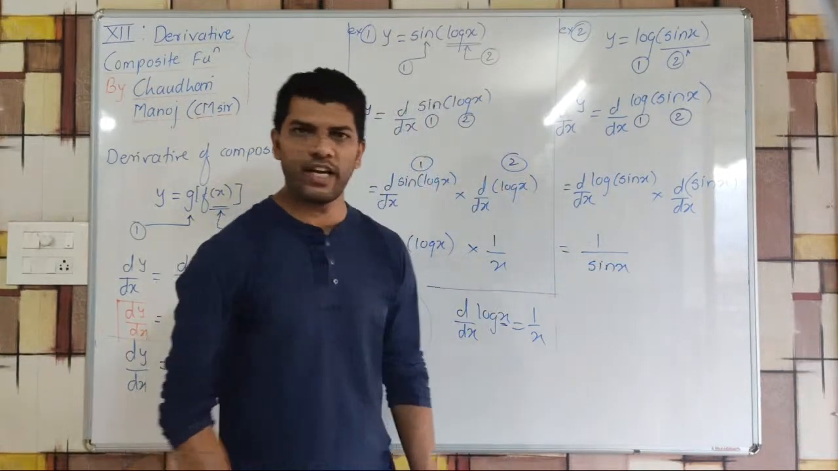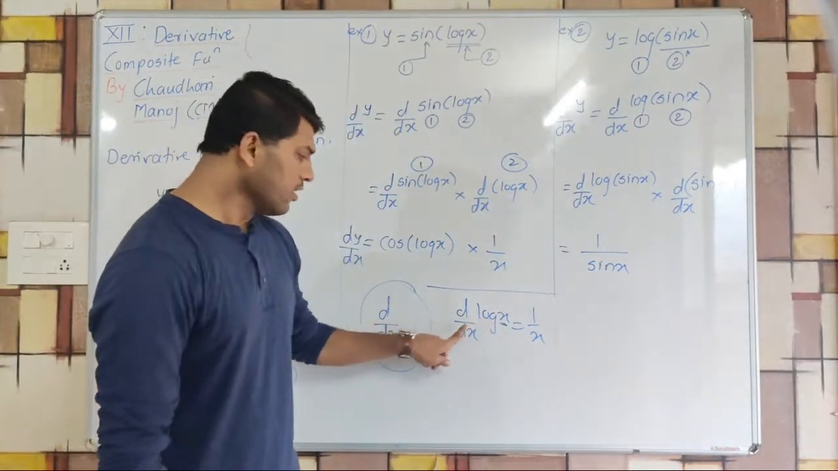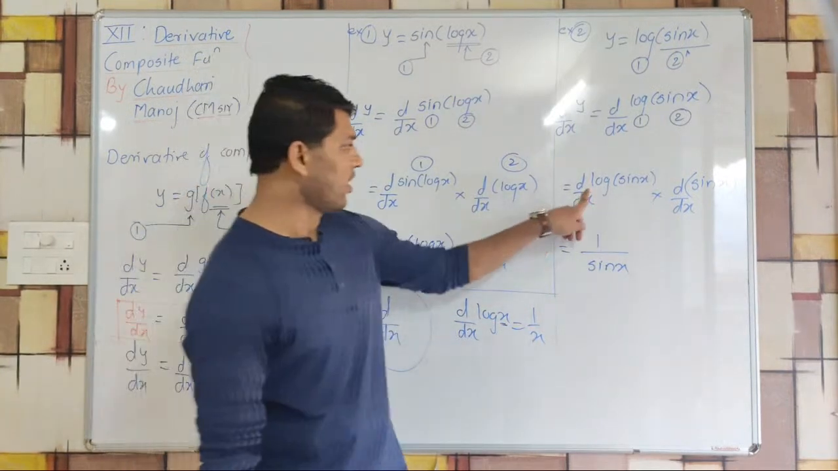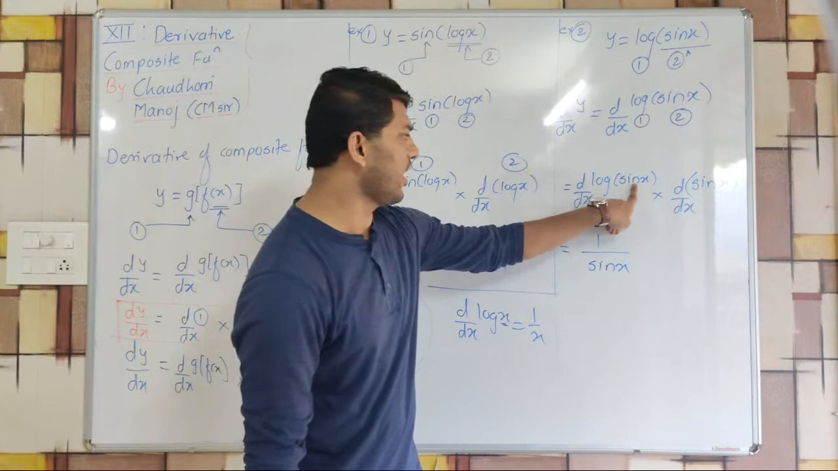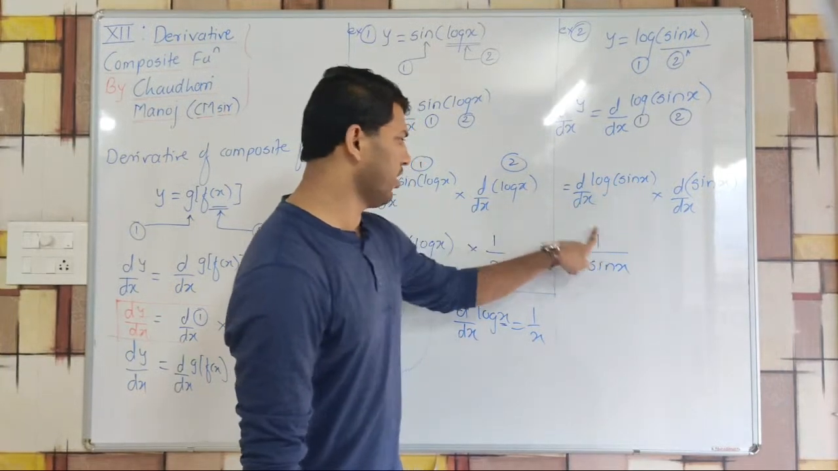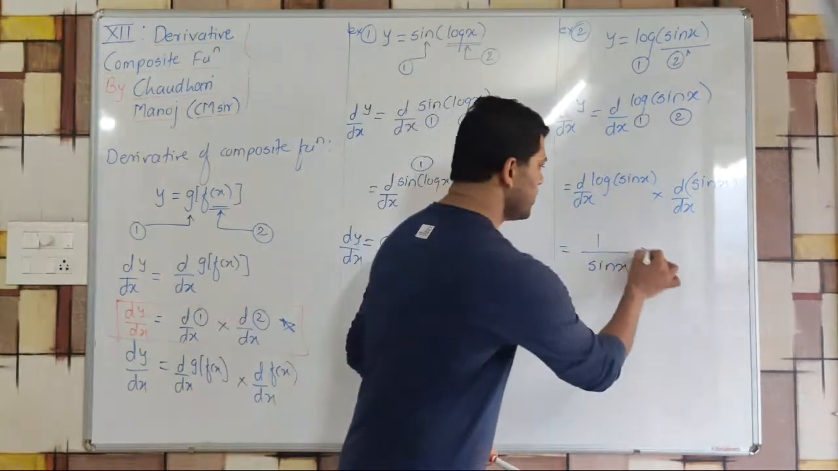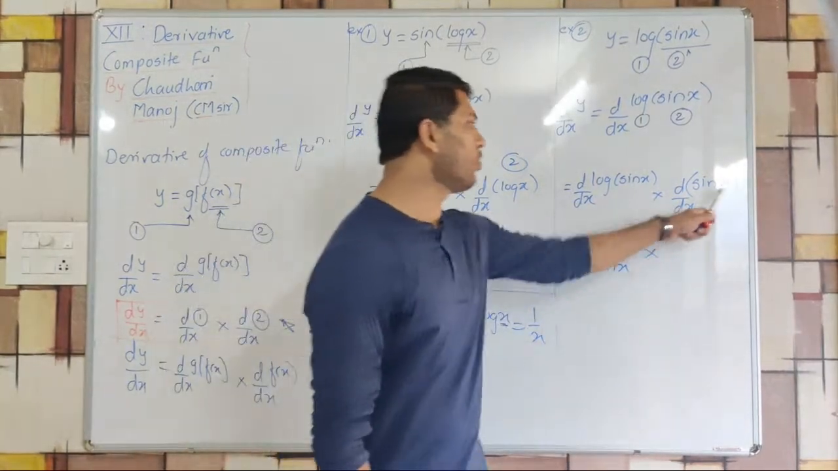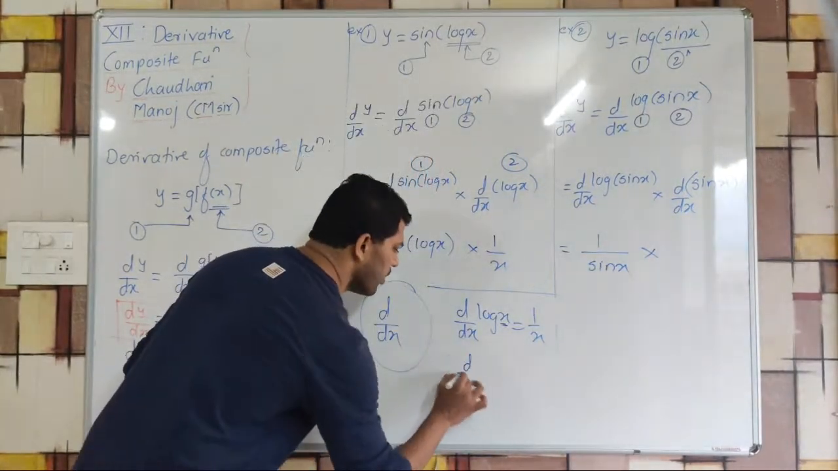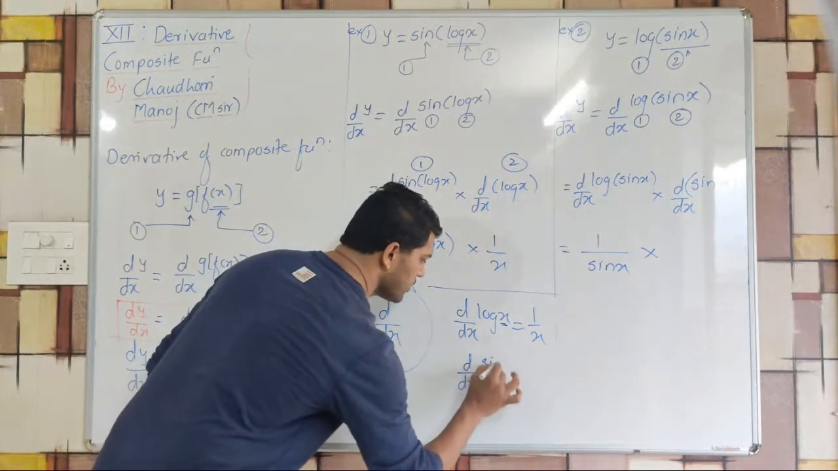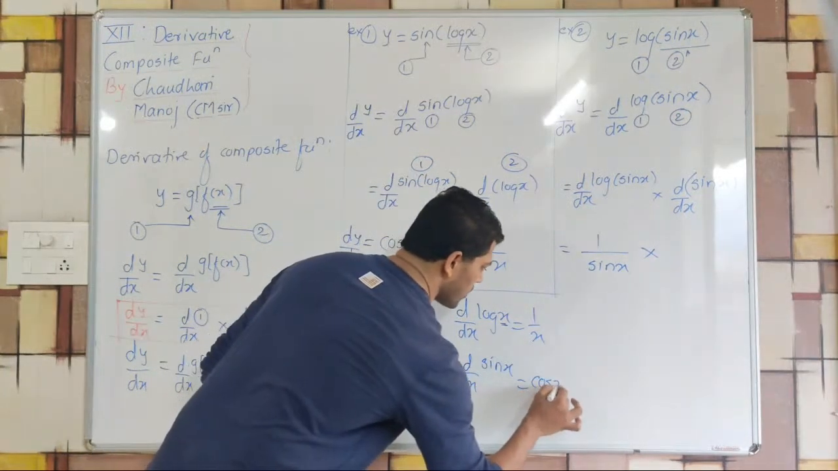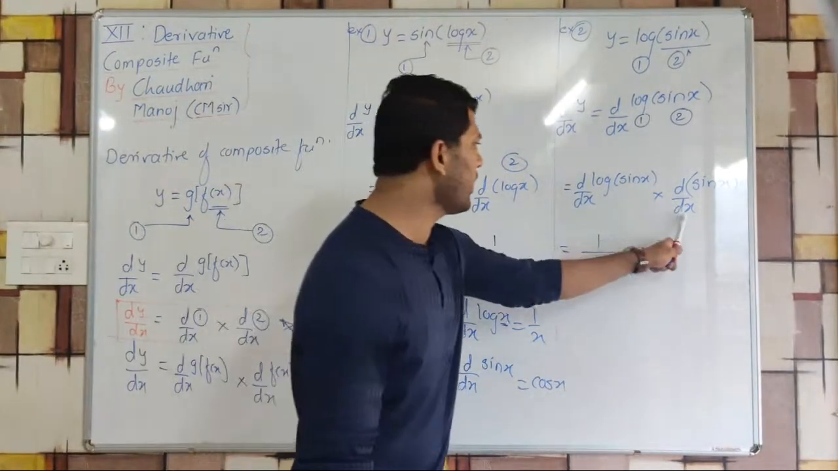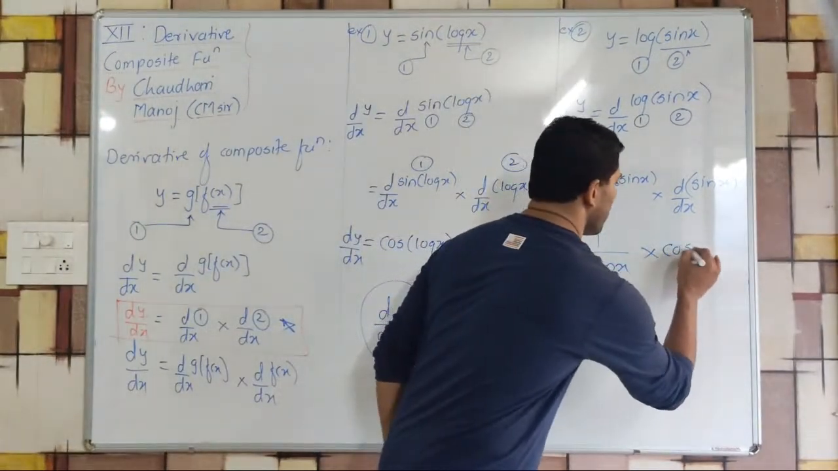This is the way that you have to read it. It's almost like the derivative of log x is 1 by x. Read it as derivative of log treated as x. So this is the derivative of first part, and what is the derivative of second part? You know, this is also a standard function. So the derivative of sine x is cos x.